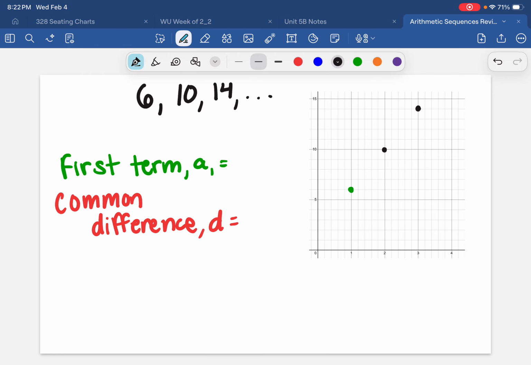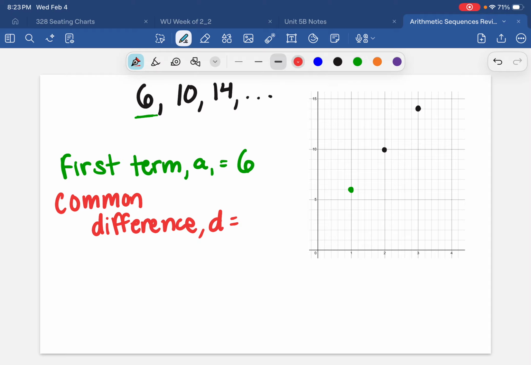Now, because we're starting with term 1, we don't talk about the y-intercept like we do with a linear function. Instead, we talk about the first term, which we call a sub 1. So in this case, our a sub 1 is 6. That is the value that we're starting with. It is literally the first number that we see in the sequence.